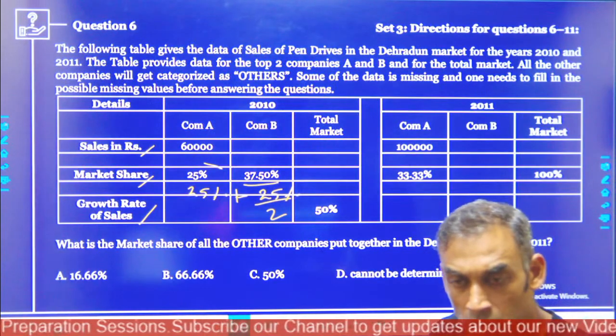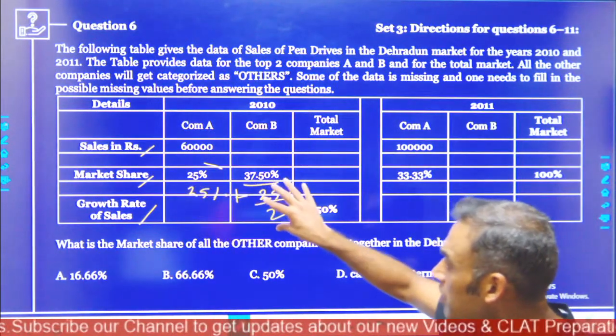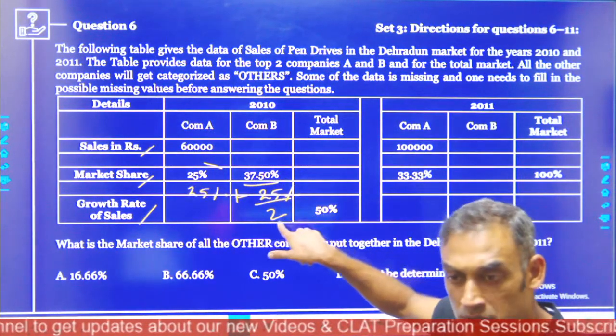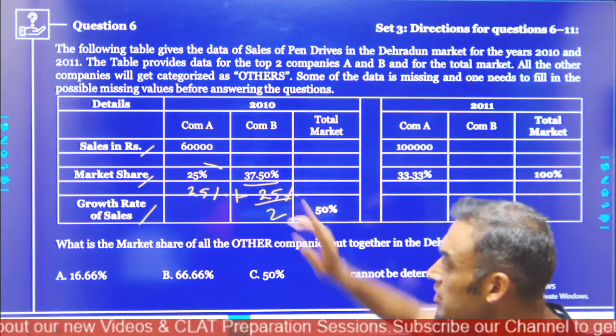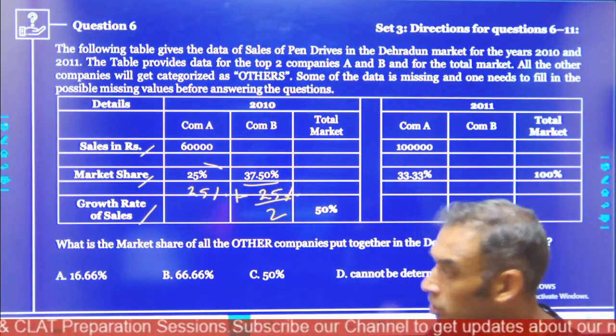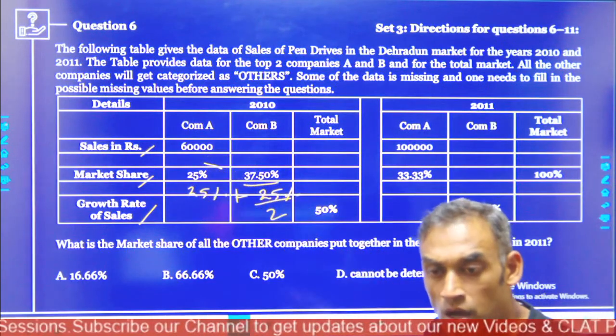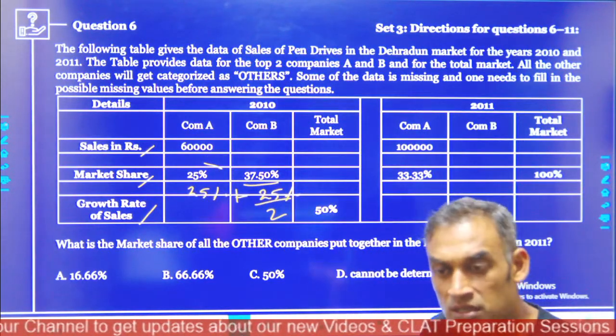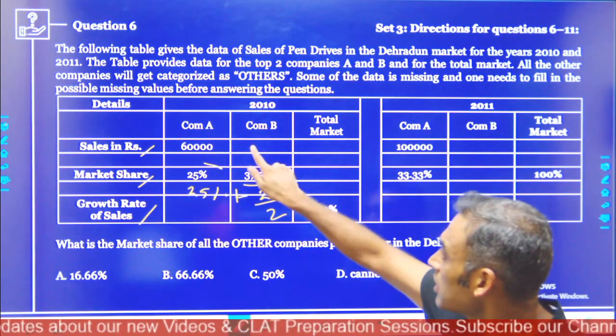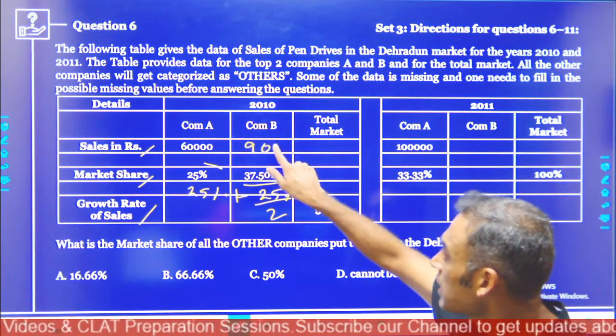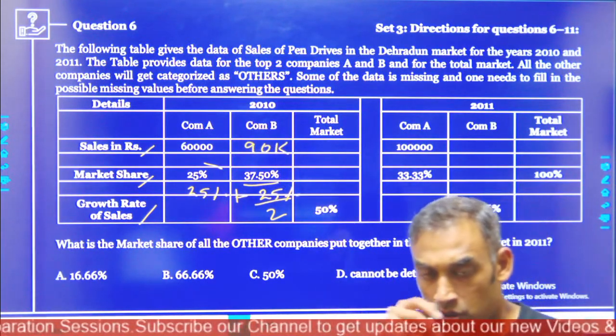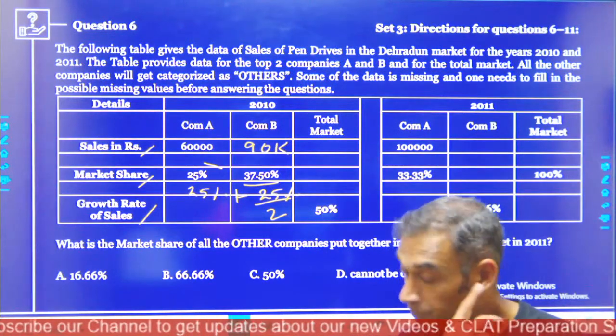Yes? So this is 25% plus 25% ka half, which is 12.5%. So that makes it 37.5%. So this is 60,000 and 60,000 ka half, that's 30,000, will make this 90,000. So I'm just writing 90K. K means 3 zeros. Right?